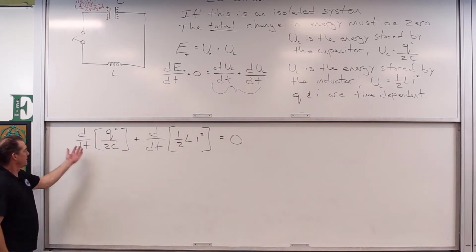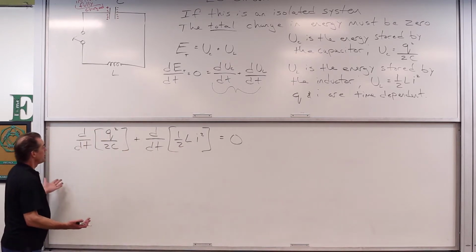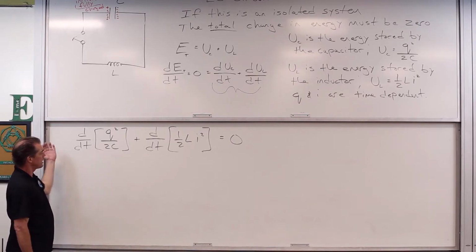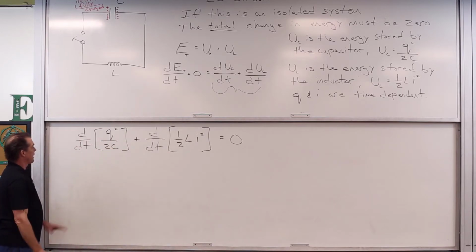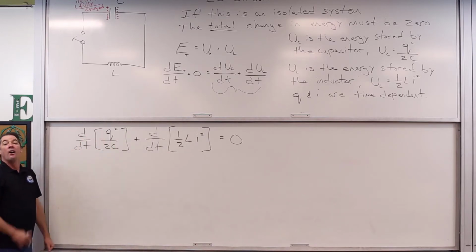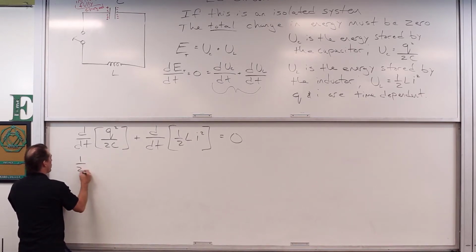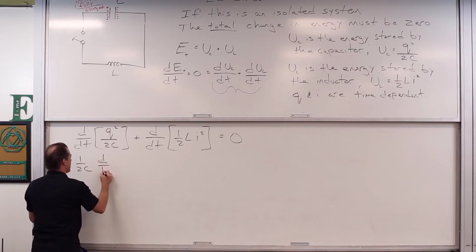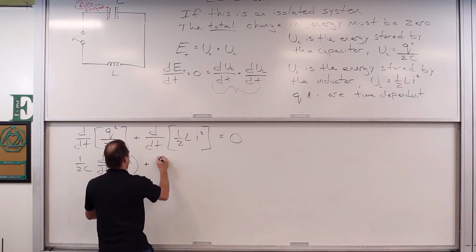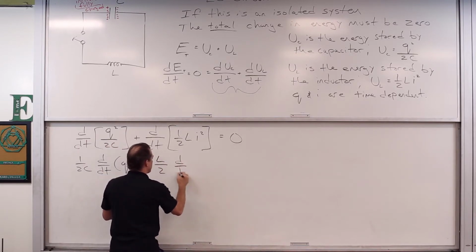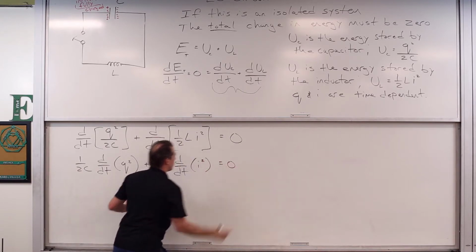So what do we need to do? We take some time derivatives. We note again that q and I are functions of time, so we're going to take the derivative of those. Well, the 1 over 2C just comes out, and the L over 2 comes out as well. So we've got 1 over 2C times d by dt of q squared plus L over 2 times d by dt of I squared is equal to 0.